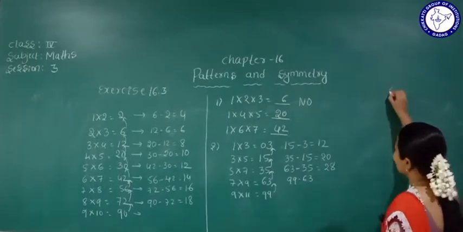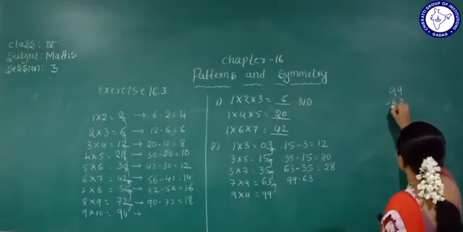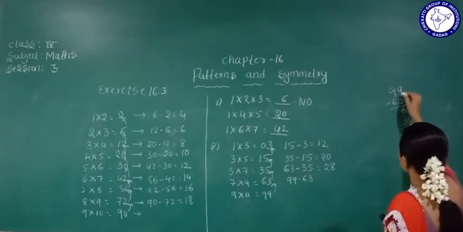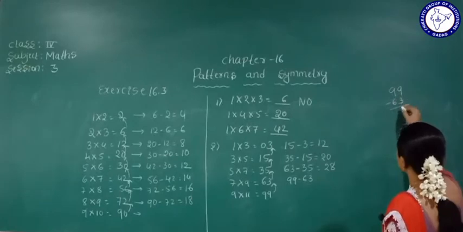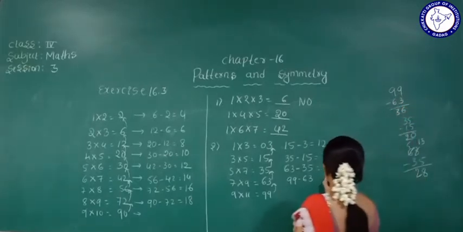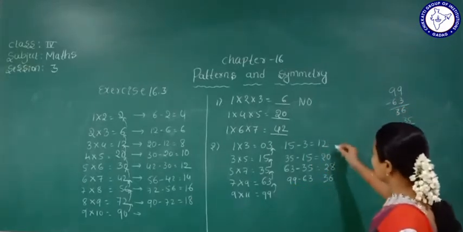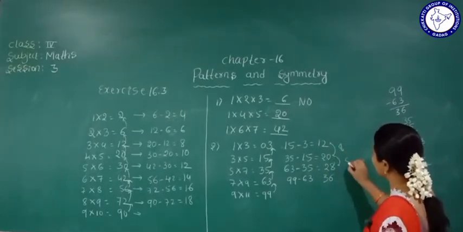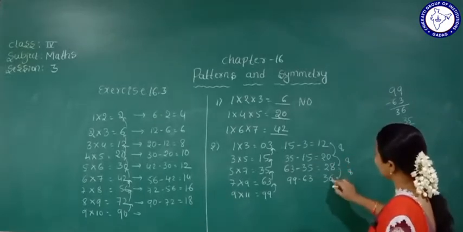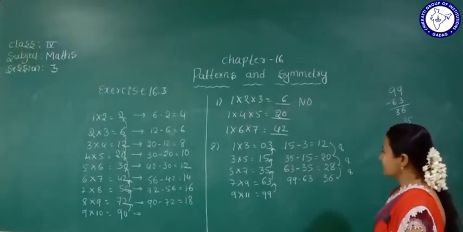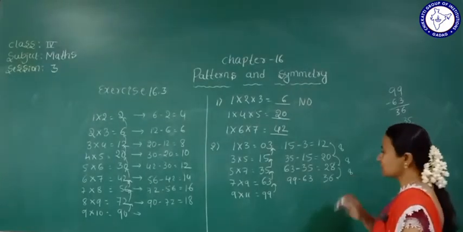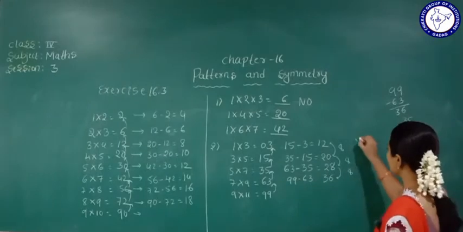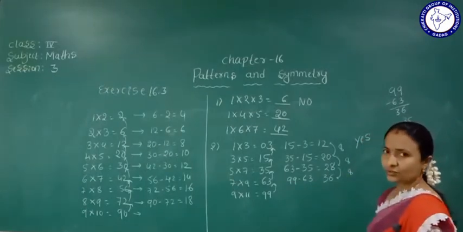Next one, 99 minus 63. Okay. So 9 minus 3 is how much? 6. 9 minus 6 is 3. So it's 36. See here students, in between, from here to here the difference is 8. Here to here 8. Here to here 8. 28 and 36. So 36 minus 28 gives 8. So is this a pattern or not? Yes, this is a pattern. Understood?